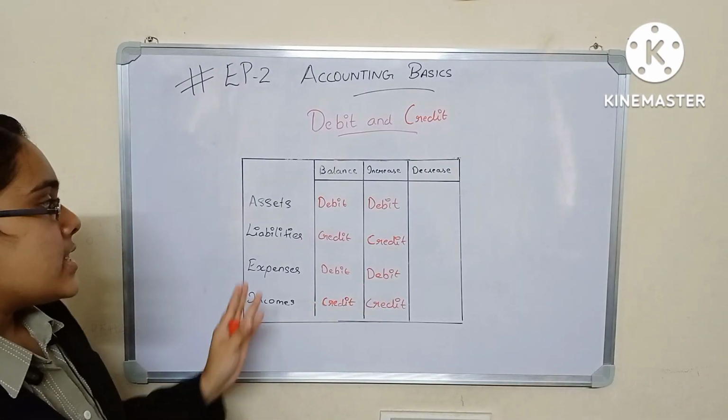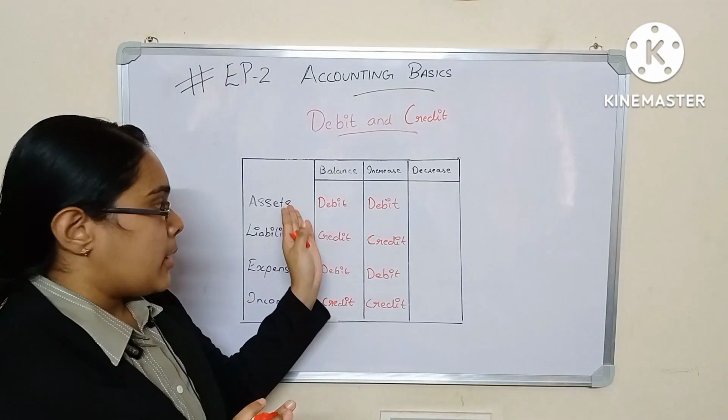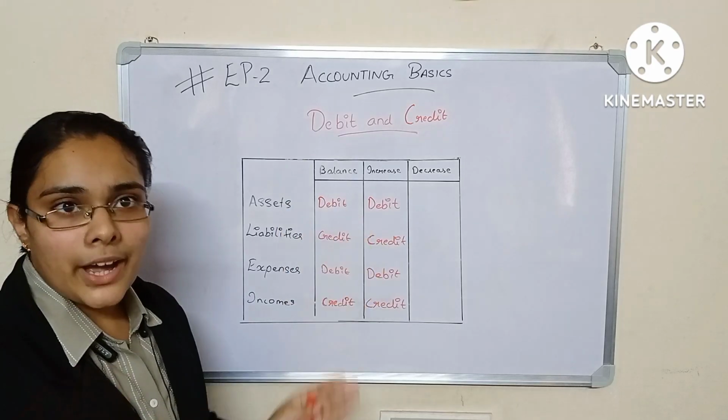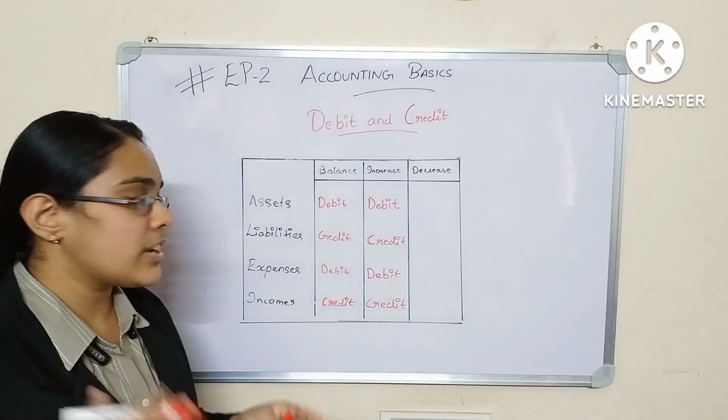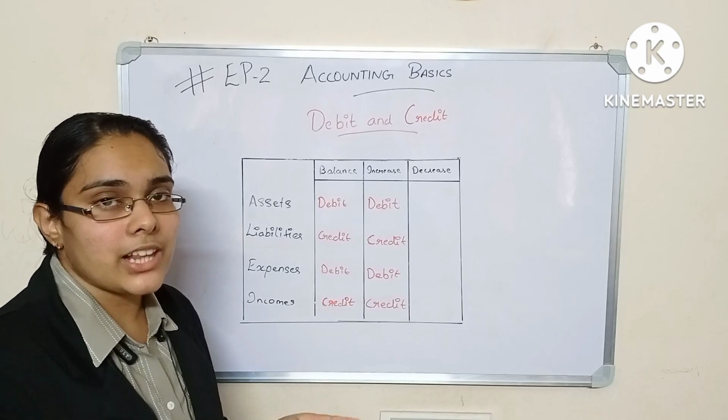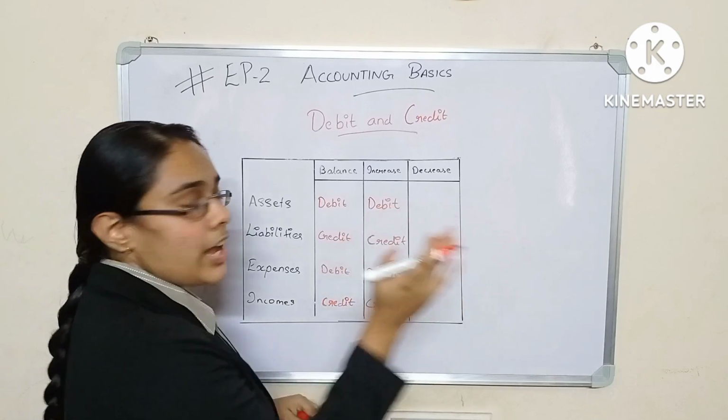Assets I have already told you. When you buy plant and machinery, it comes in and you will debit the account. Plant and machinery account will be debited, same as what I have written here.